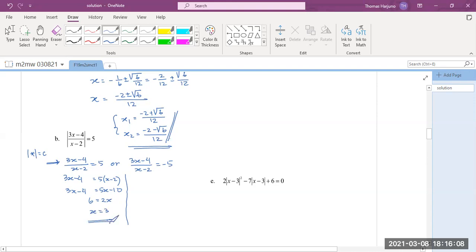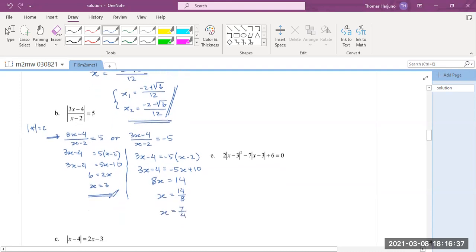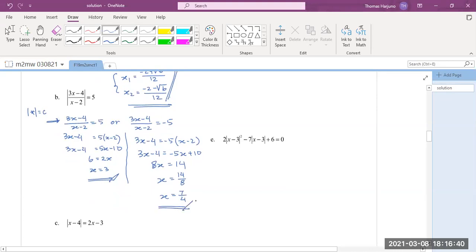That's one solution. Now the other one, I multiply both sides by the LCD again. So 3x minus 4 equals to negative 5x plus 10. I add 5x to both sides. I add 4 to both sides. So I get 14 over 8 or 7 over 4. Okay, so this is x2, that's x1. That's for part B. Now part C, the challenging one.